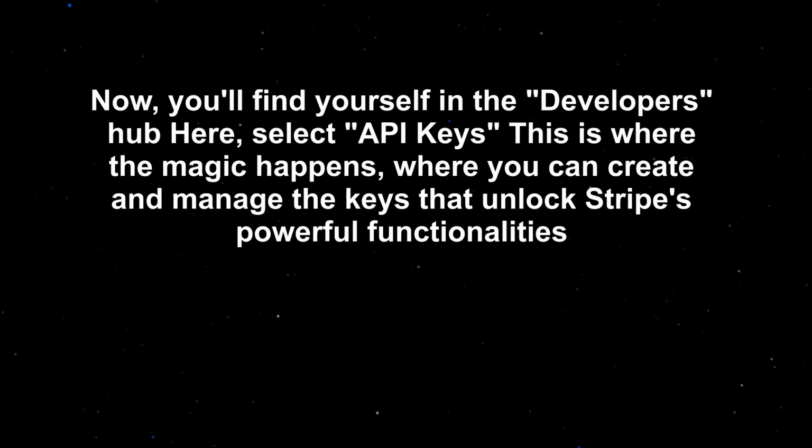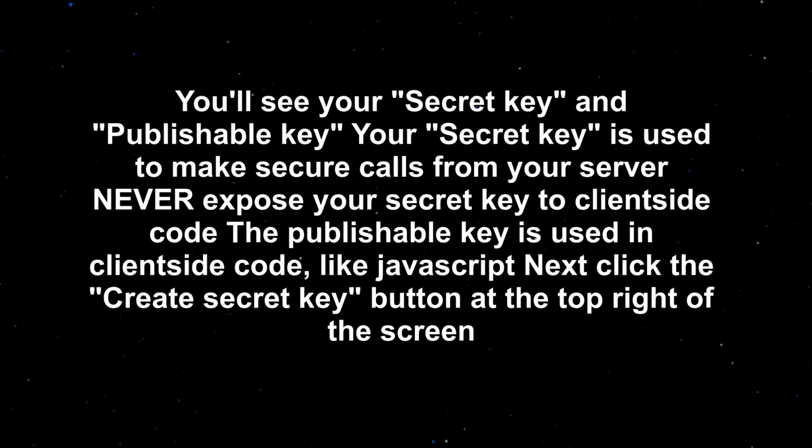Select API keys. This is where the magic happens, where you can create and manage the keys that unlock Stripe's powerful functionalities. You'll see your secret key and publishable key. Your secret key is used to make secure calls from your server. Never expose your secret key to client-side code. The publishable key is used in client-side code, like JavaScript.